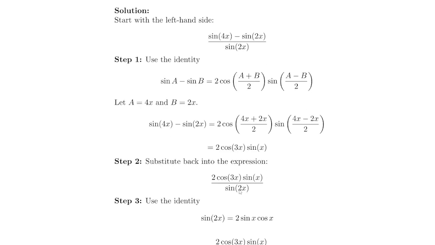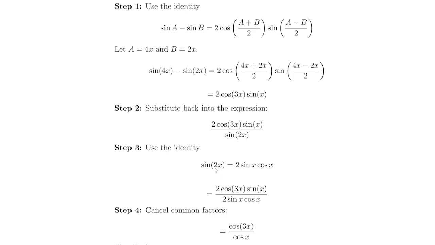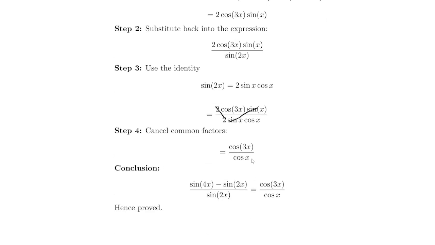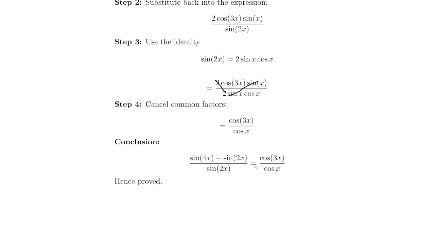We can simplify sine of 2x using the identity 2 sine x cosine x. So that turns into 2 cosine 3x times sine x over 2 sine x cosine x. The 2's are going to cancel, and so are the sines. So what we're left with is cosine 3x over cosine x. And so we have proven that (sine of 4x minus sine of 2x) over sine of 2x equals cosine 3x over cosine x.